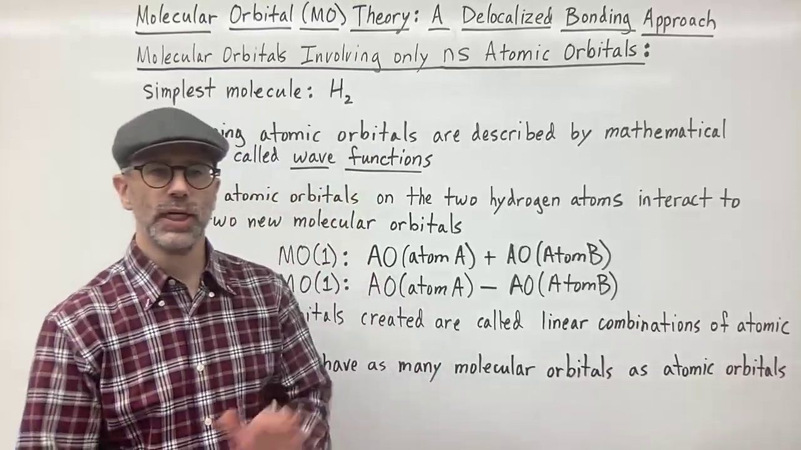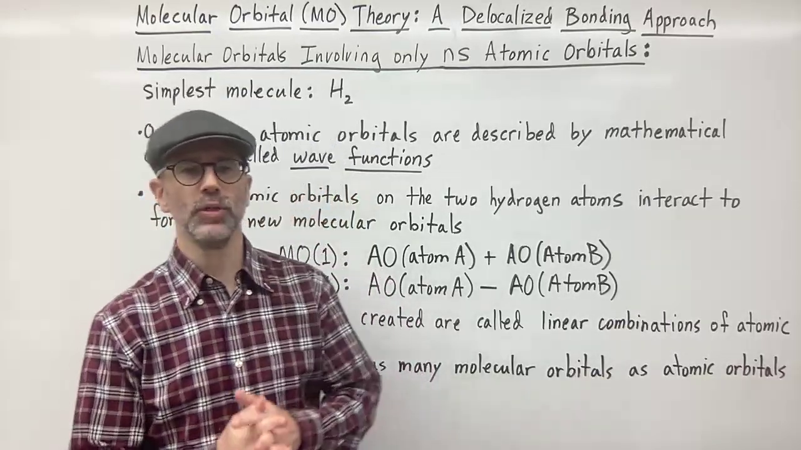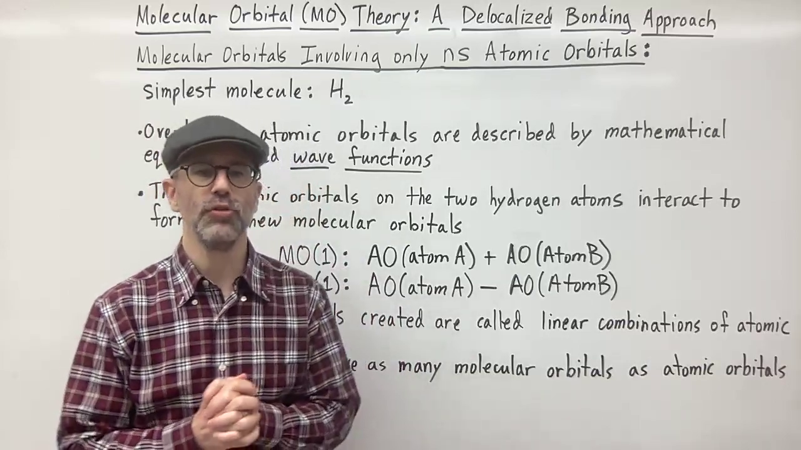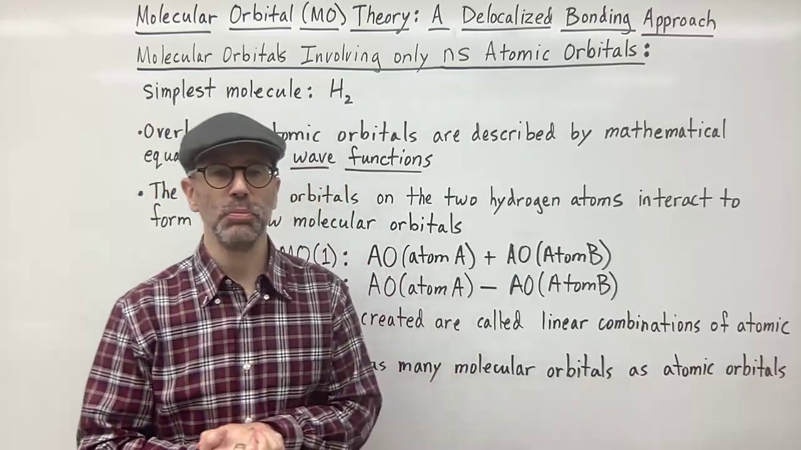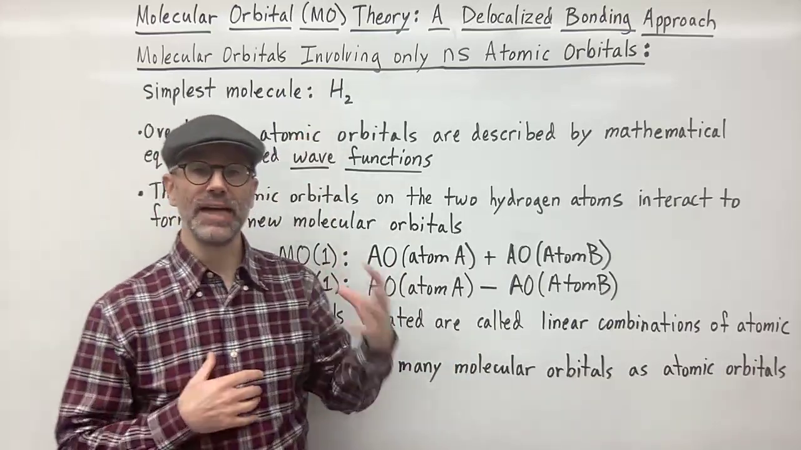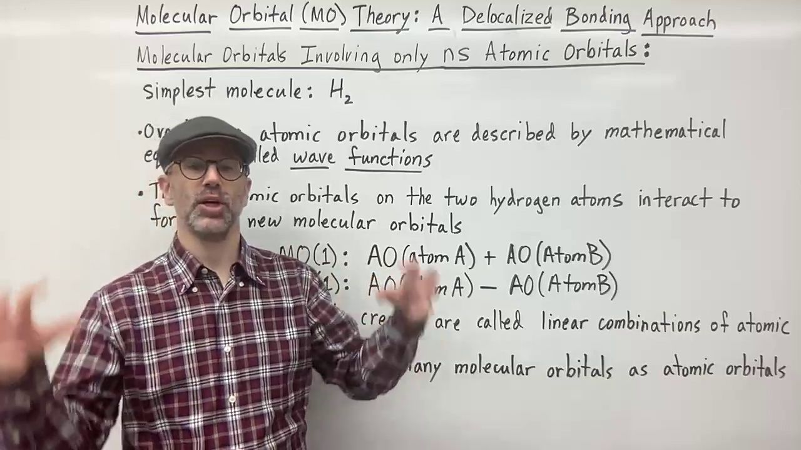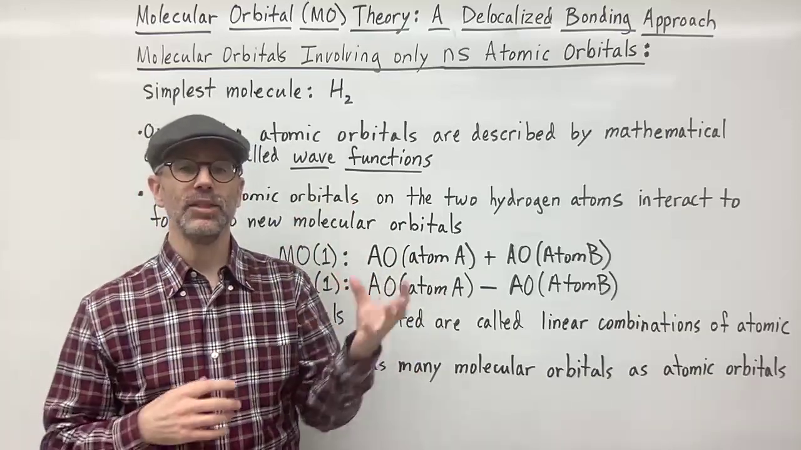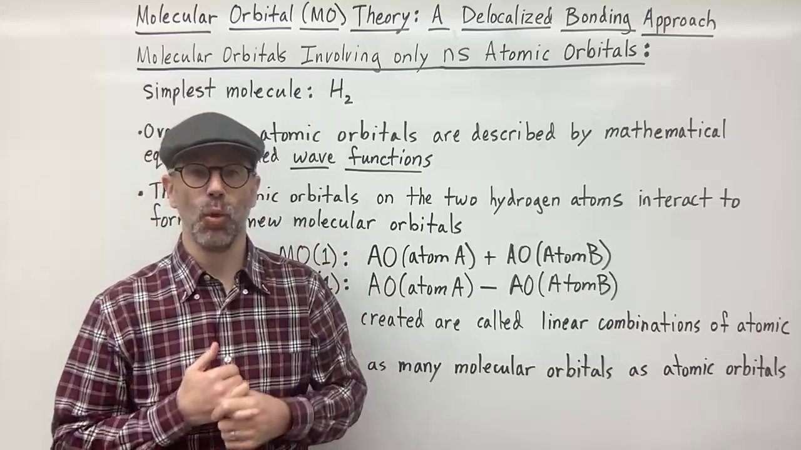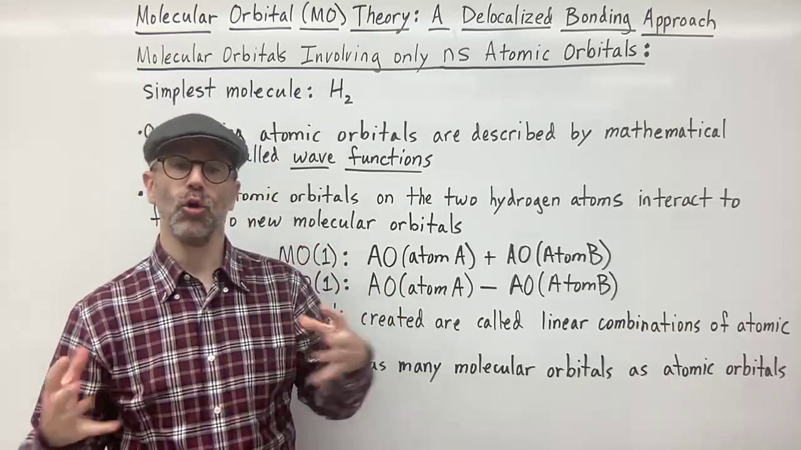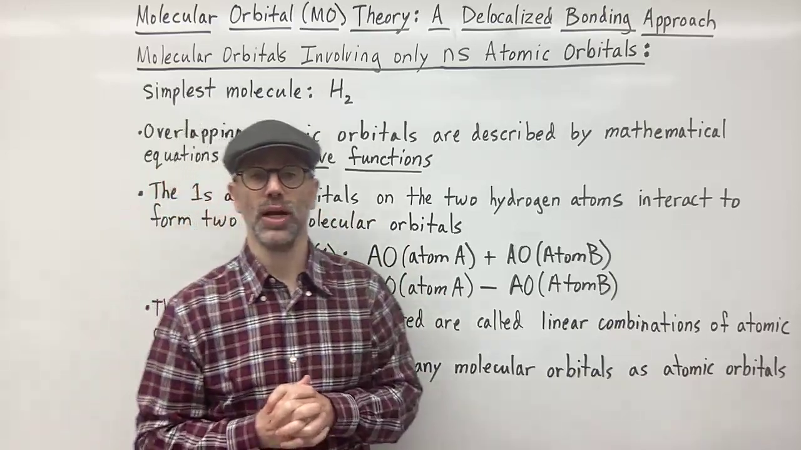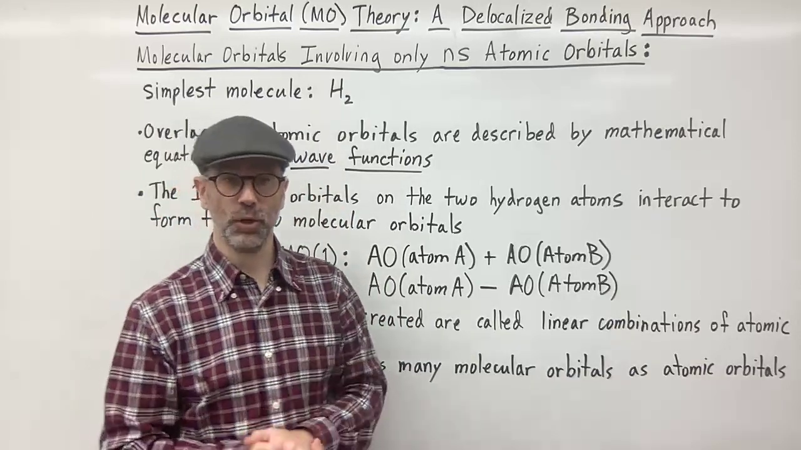Okay, so let's talk about molecular orbitals that involve only the s atomic orbitals. Our simplest example would be the H2 molecule, because there we have 2 hydrogen atoms that are going to come together and bond. Each hydrogen atom has 1 electron. That 1 electron is in the 1s orbital. So that's going to be a combination of the 2 1s orbitals to form a molecular orbital.